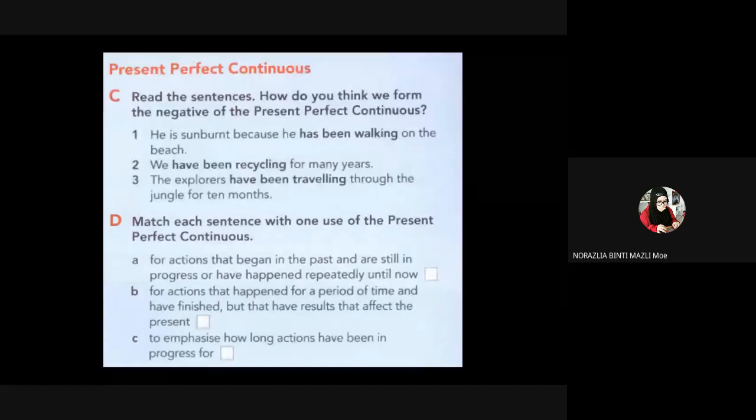Read the sentences. How do you think, ni yang tadilah, how do you think we form the negative? So kita dah study dah. When we want to make it negative, we simply add not. For example, we have not been recycling. Dia tambah not je. Okay, so contoh. So now cuba tengok D. Cuba fikir apa jawapan untuk D. Cuba fikir dulu. Sementara teacher balas message ni, fikir dulu.